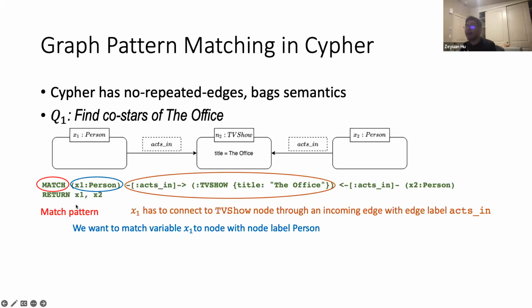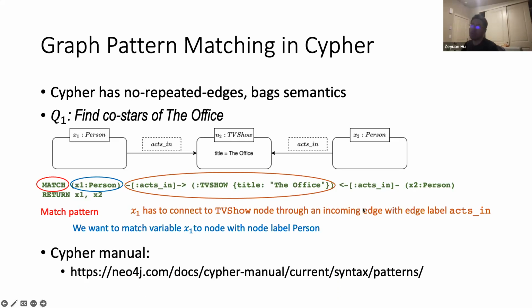So here we MATCH variables x1 to nodes with the label Person, and x1 has to connect to TV show nodes through an incoming edge with the edge label. So that's the syntax. This is a major feature of the Cypher syntax, but feel free to check out the Cypher manual online.